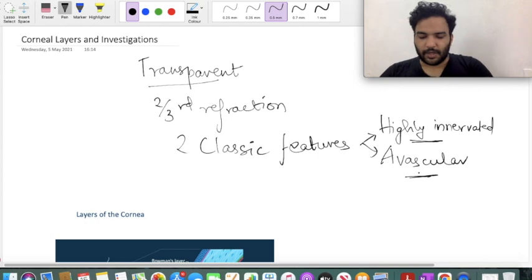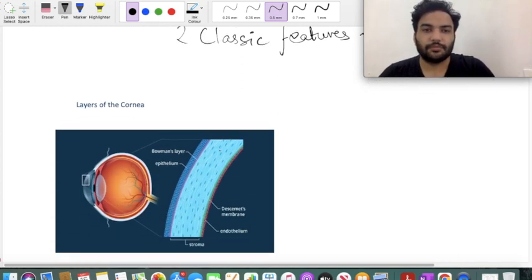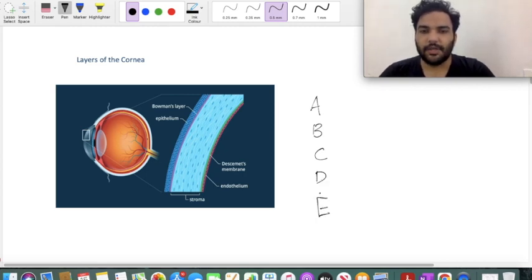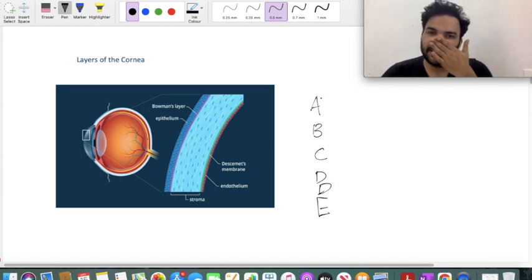So coming to the layers of the cornea, these are the 5 layers, or rather 6 layers. When I was preparing for entrance exam, I had a mnemonic called A, B, C, D, E. I'm not practicing alphabets. So what is A, B, C, D, E? And now there is another D, so there are double D's now. Okay, these are the layers.